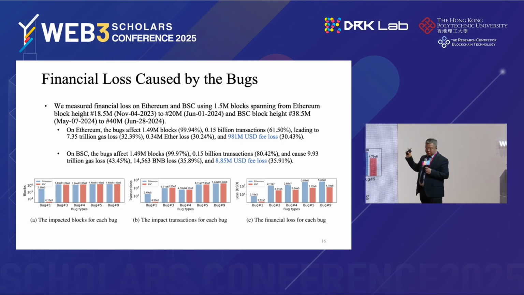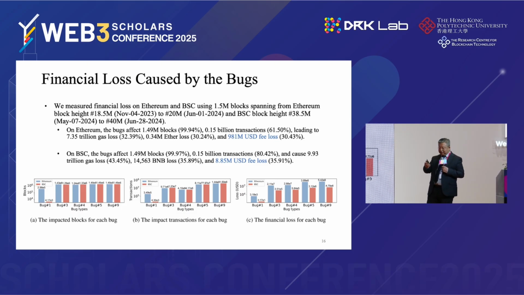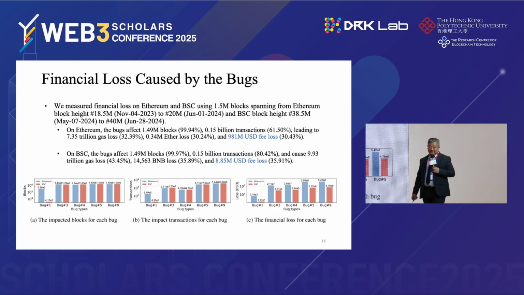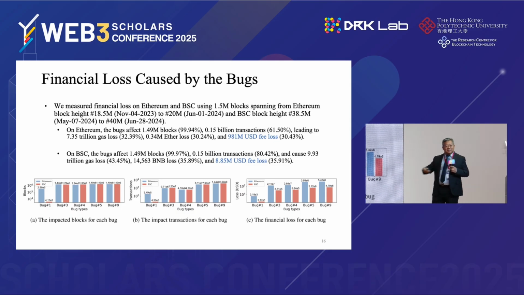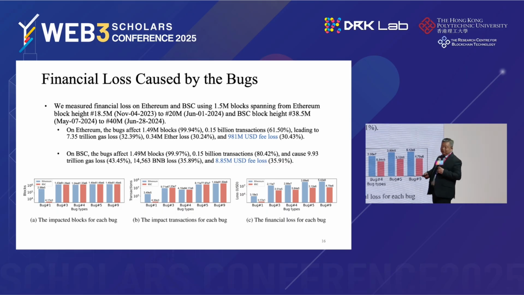We measure the financial loss on Ethereum and BSC using 1.5 million blocks. And we found that on Ethereum, the bugs affect almost all the blocks and cause 981 million USD fee loss. Basically, we can save the money and use it to do other useful things, right? And on BSC, the bugs also affect almost all the blocks and cost around 9 million USD fee loss.